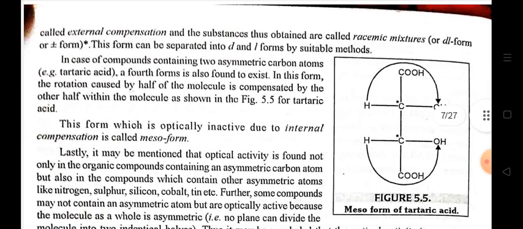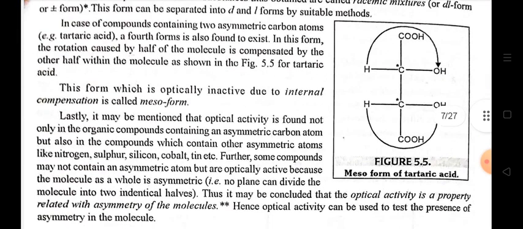In case of a compound containing two asymmetric carbon atoms, like tartaric acid, a fourth form is also found to exist. In this form, the rotation caused by half of the molecule is compensated by the other half within the molecule as shown in figure 5.5 for tartaric acid. This form, which is optically inactive due to internal compensation, is called meso form.